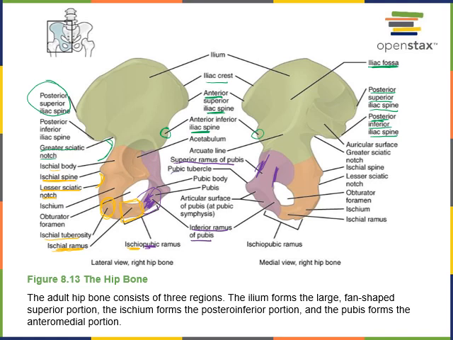And then here we see the pubic tubercle. The pubic tubercle is a rough projection of bone located just superior to the surface of the pubic symphysis. And so here we can see the articular surface of the pubis that forms the pubic symphysis, and the tubercle just superior to that.